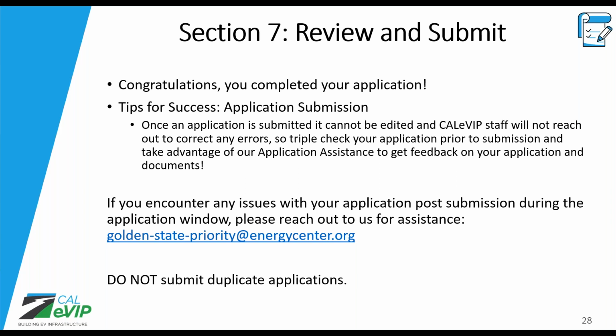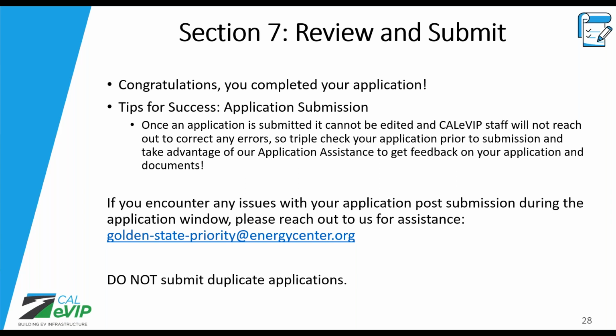This is different from 1.0, where you could submit potentially the wrong documents or have a document with a couple errors, with a couple of signatures missing, and in that case, a Cali VIP staff would have reached out to you to correct this. However, for GSPP, Cali VIP staff will not reach out to correct any errors. Your application will just get rejected. So please double, triple, quadruple check that your application is right and ready to go.